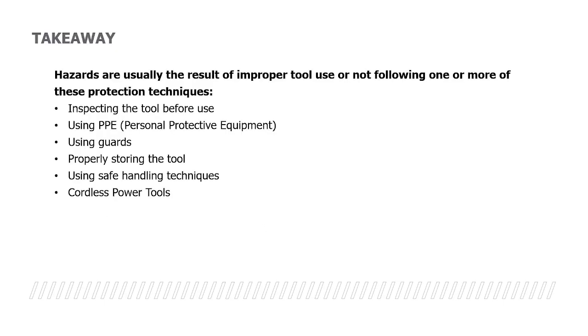Let's give you a little takeaway. Hazards are usually the result of improper tool use or not following one of these protection techniques. Inspect the tool before use. Inspection is very critical. If you have a tool that's defective, you take it out of service. Use your personal protective equipment. Remember your eyes, your hands, your face, your feet, your respiratory tract. Make sure you keep guards in position where they belong. Make sure you're storing the tool properly.